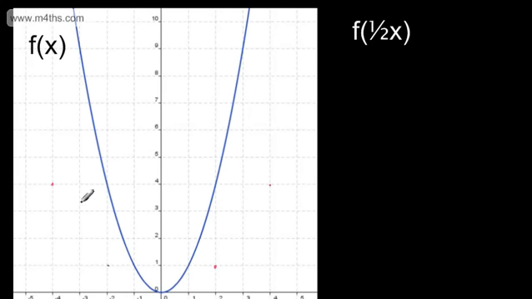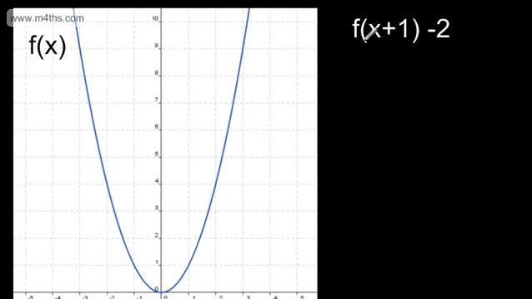So what we'll have is this point right here, and it looks something, give or take, like so. And remember, again, it's going to go through the origin, because if we divide or multiply the x coordinates when x is 0, it's going to be 0. So it looks something like so. That's f of 1/2 x.